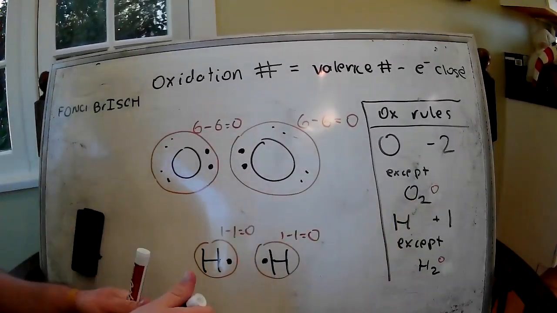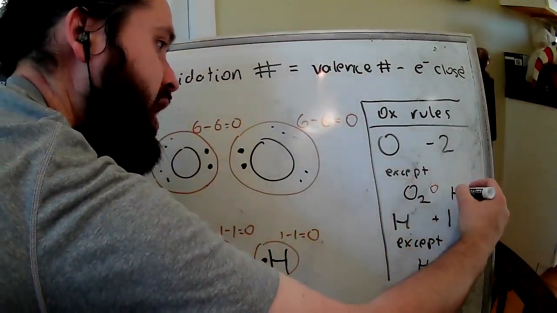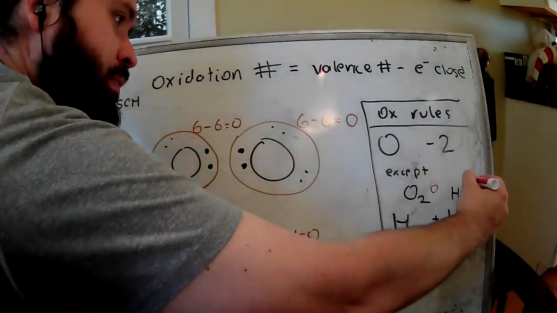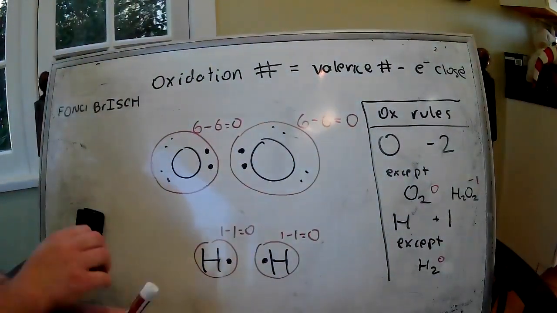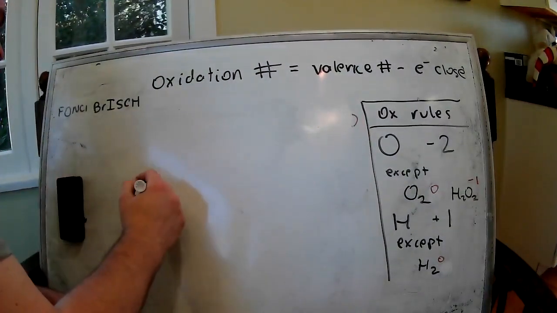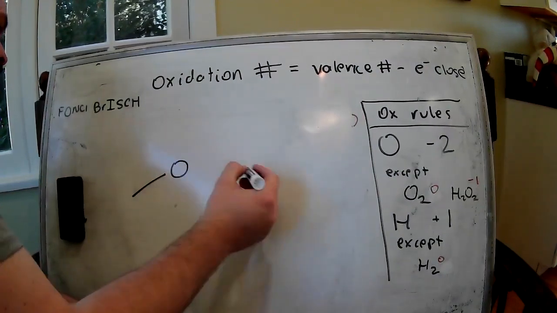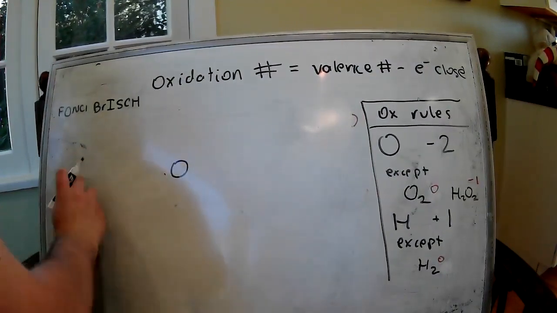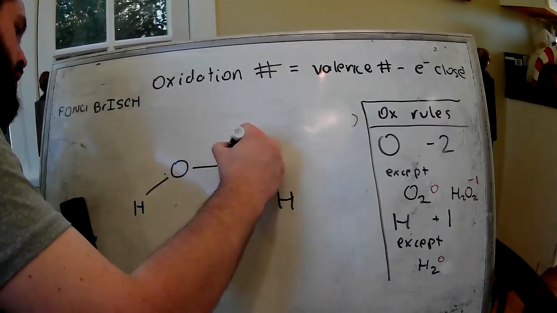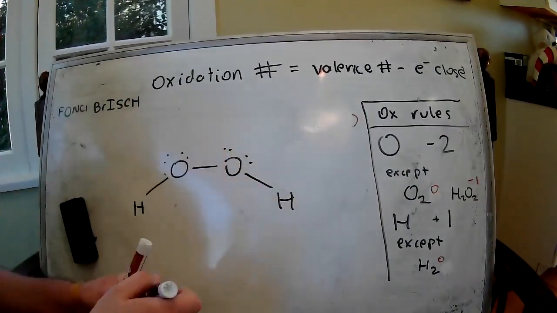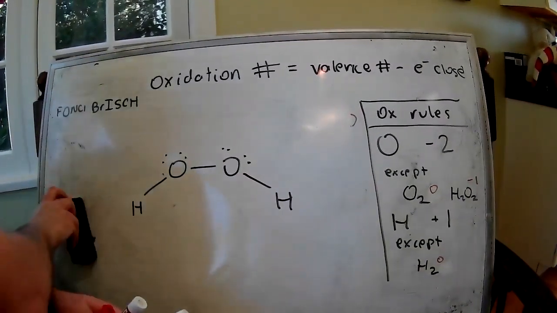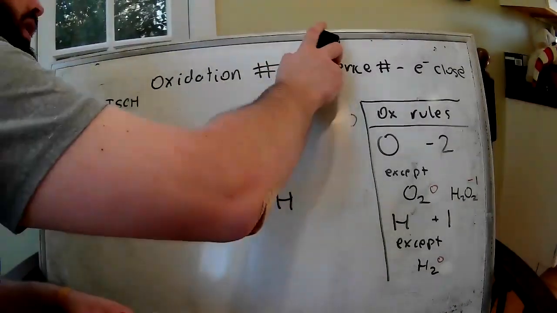And then we know that we also have another exception, which is peroxides, such as hydrogen peroxide. And we know that in a peroxide, oxygen has a -1 oxidation number. So I bet we can figure out why that is now as well. So we'll use hydrogen peroxide as our example. Now, I did say that there's going to be an easier way to do this, where we're not actually doing this whole dot structure thing.